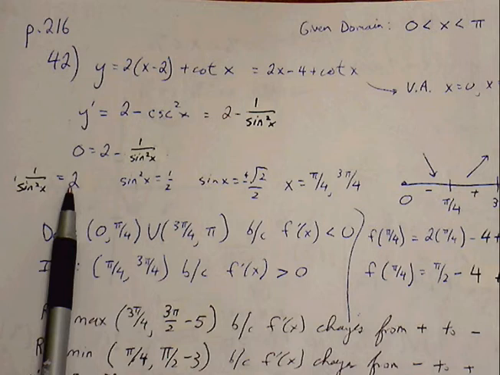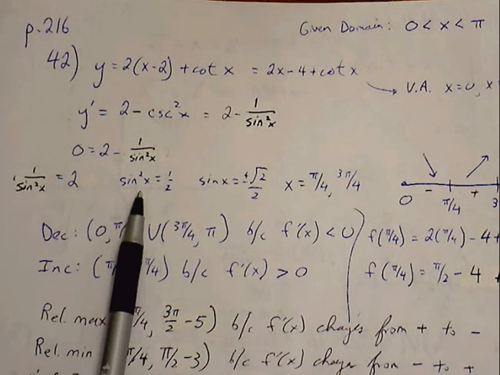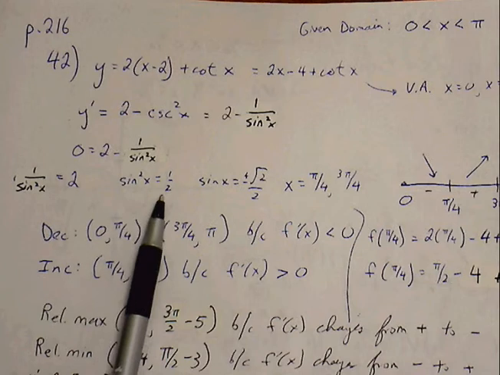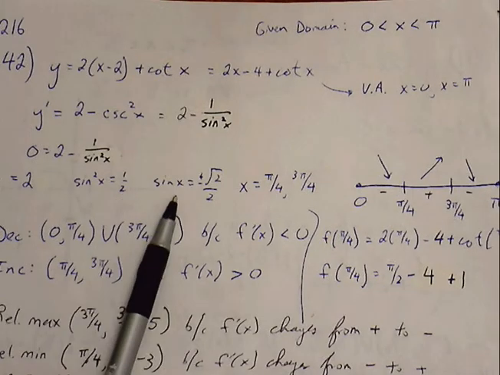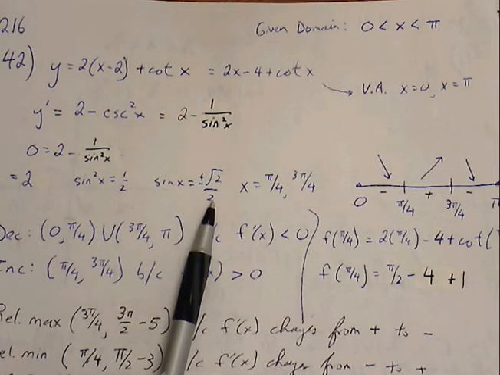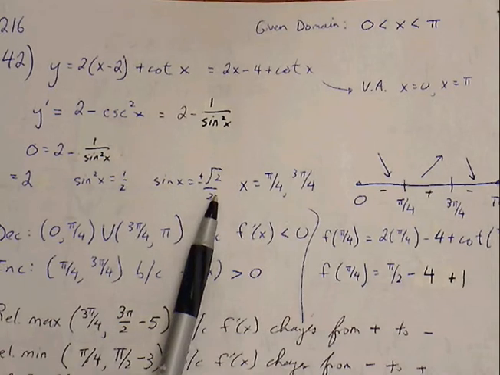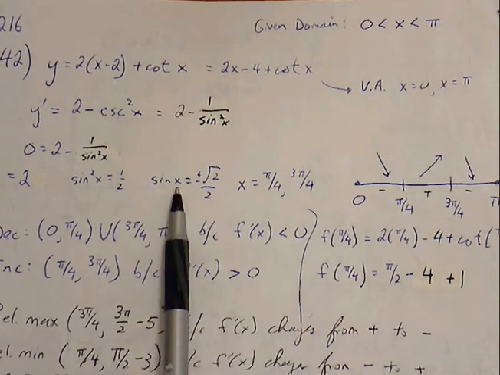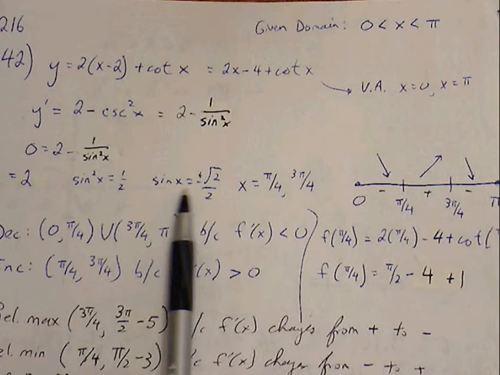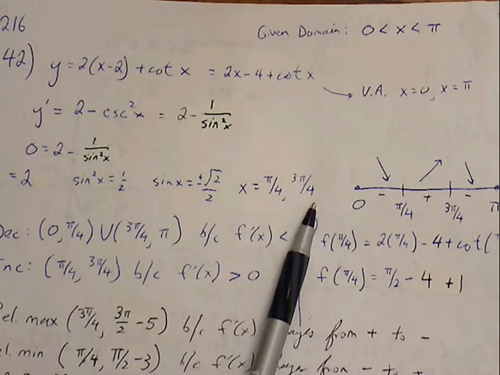Okay, I can move the sine over to with the 2 and then divide both sides by 2. So sine squared of x equals 1/2. Take the square root of both sides. Sine of x equals square root of 1 over 2, which is same thing as root 2 over 2. We recognize that to be values that we can figure out. So sine of x equals root 2 over 2 at pi over 4 and at 3 pi over 4.